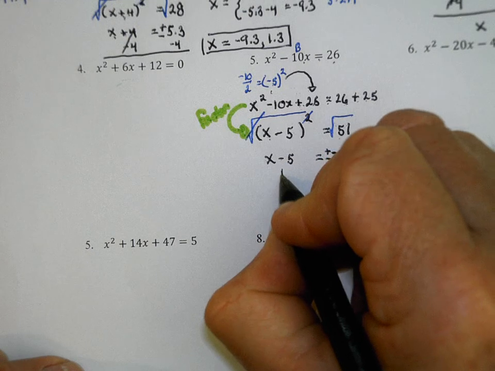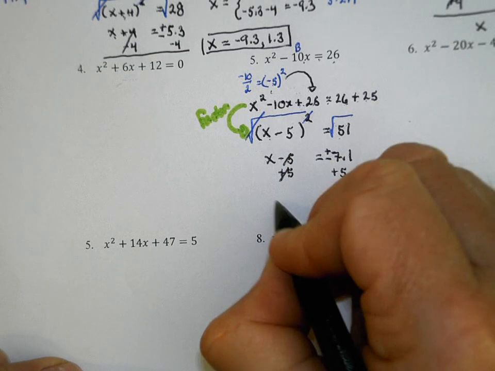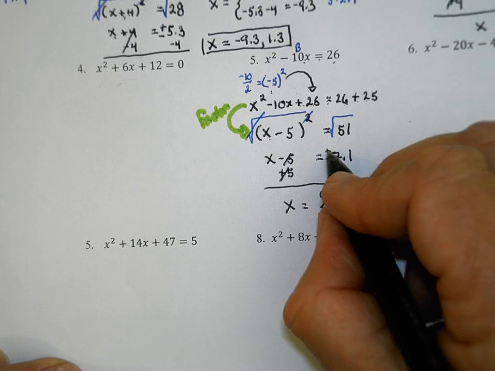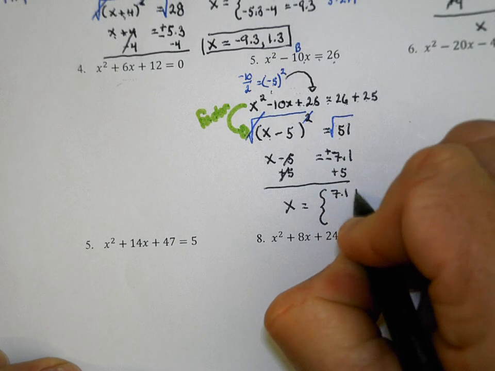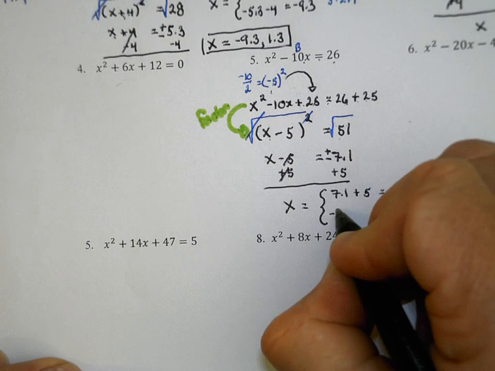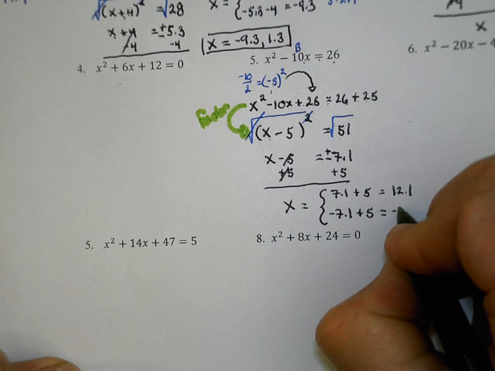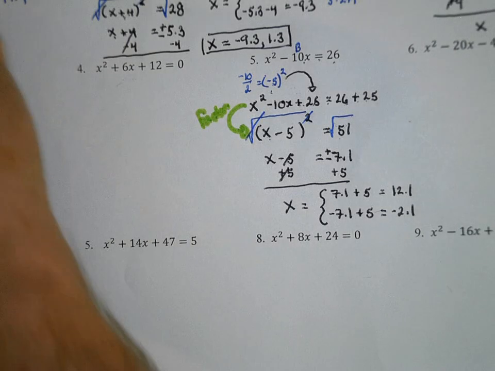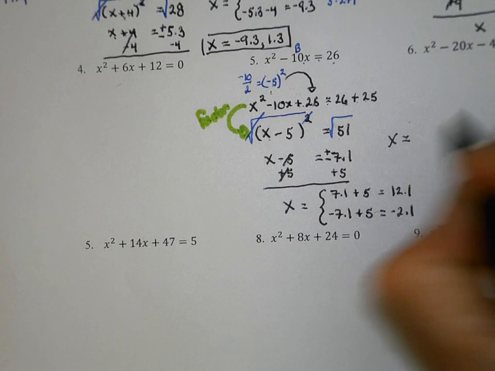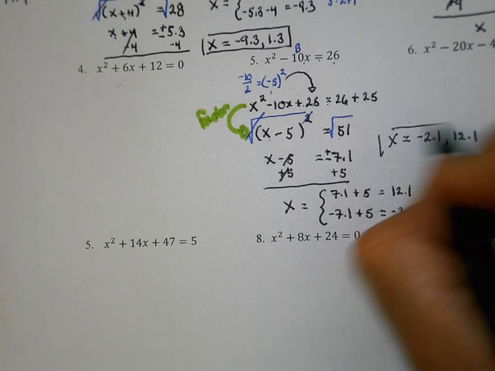Still isolating the x, I would add 5 to both sides of the equation. So when the 5's cancel out, I'm going to get x is equal to, and then I'm going to get two answers for x. One of the answers will be positive 7.1 plus 5. That's 12.1. My other answer will be negative 7.1 plus 5, which is negative 2.1. So my two answers to this particular problem would be x is equal to, and you need to write them both, negative 2.1 and 12.1. All right, and there we go.